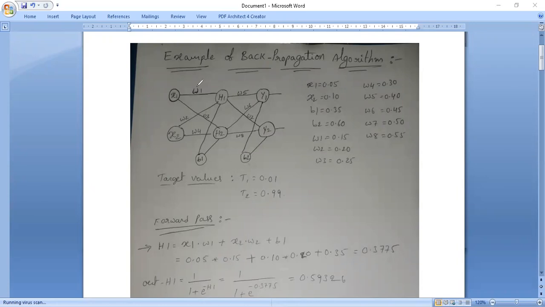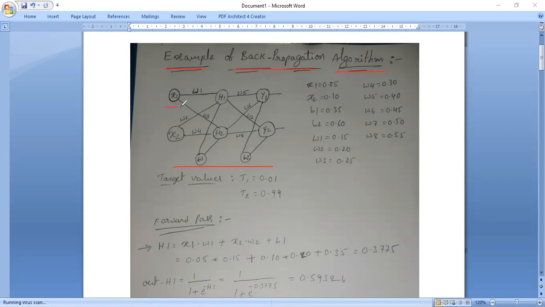Hi everyone. In today's class, we are going to learn about an example of the backpropagation algorithm. For this, I have taken one neural network, and for this neural network I have some values.